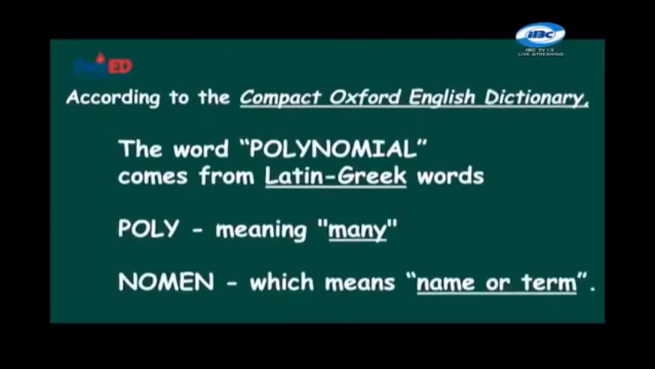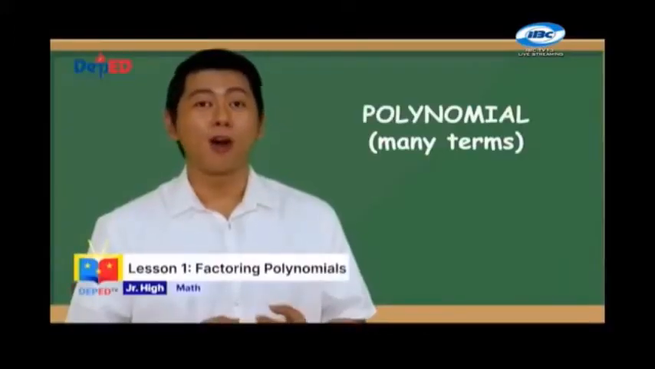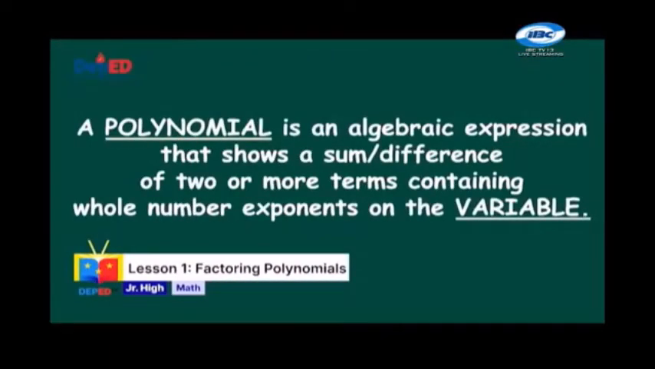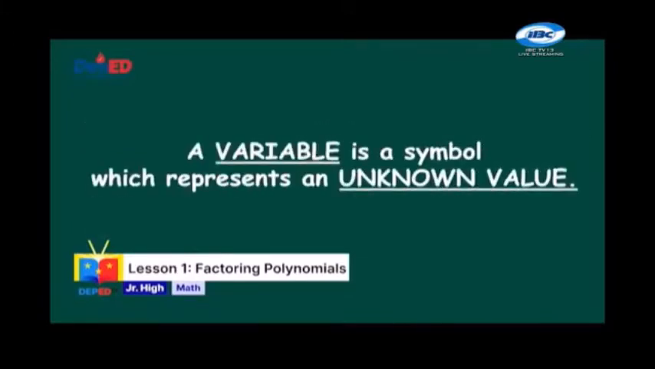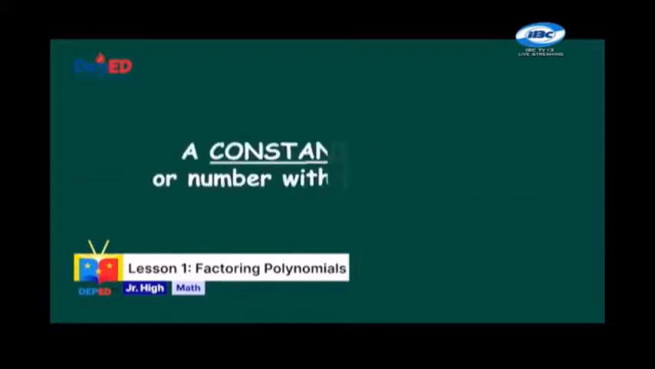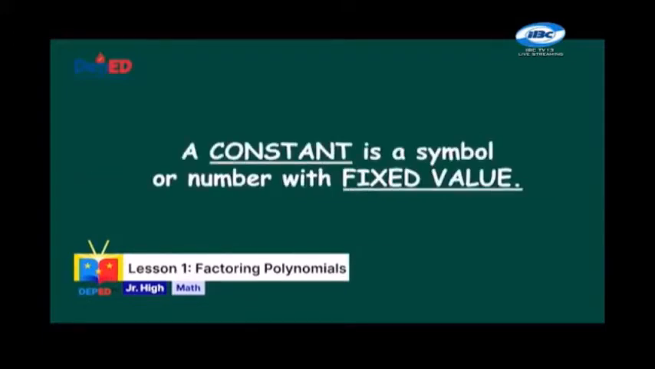Let us review the following terms. According to the Compact Oxford English Dictionary, the word polynomial comes from the Latin and Greek words poly, meaning many, and nomen, which means name or term. Therefore, polynomial means many terms. A polynomial is an algebraic expression that shows a sum or difference of 2 or more terms containing whole number exponents on the variable. A variable is a symbol which represents an unknown value. A constant is a symbol or a number with fixed value.